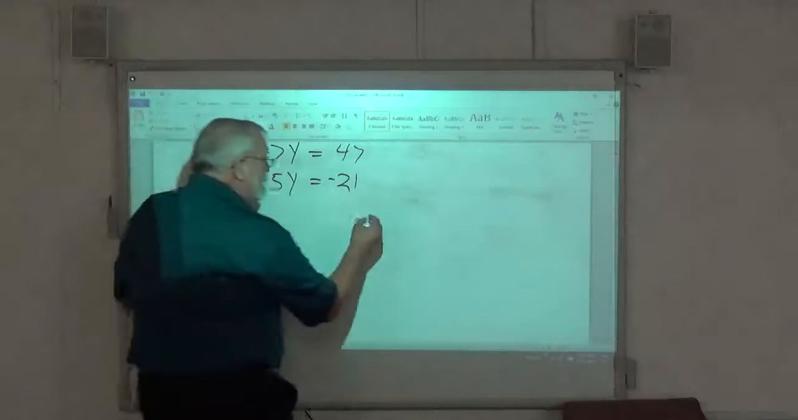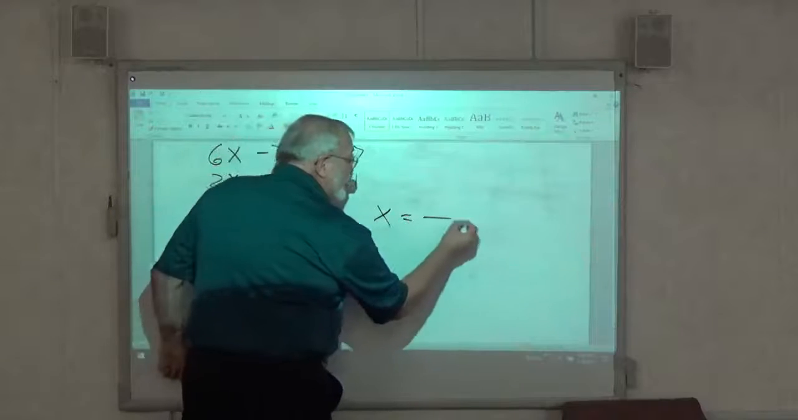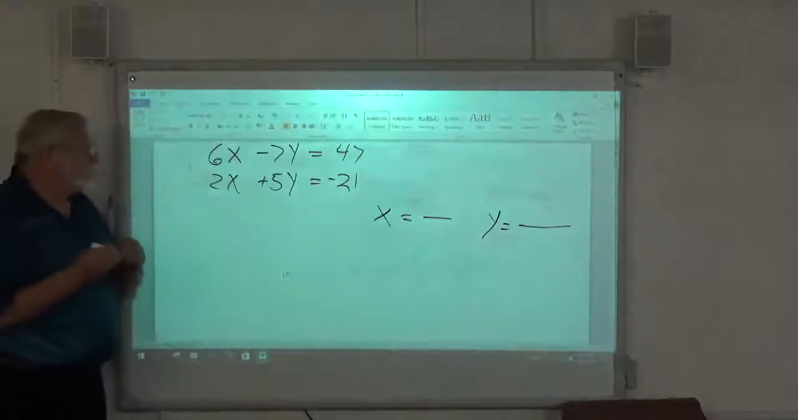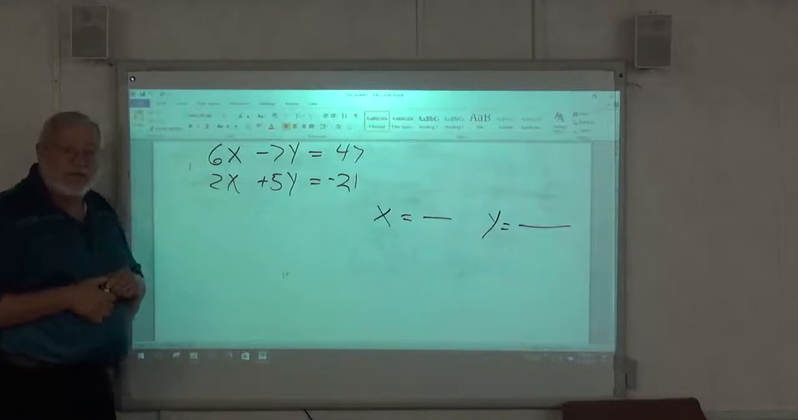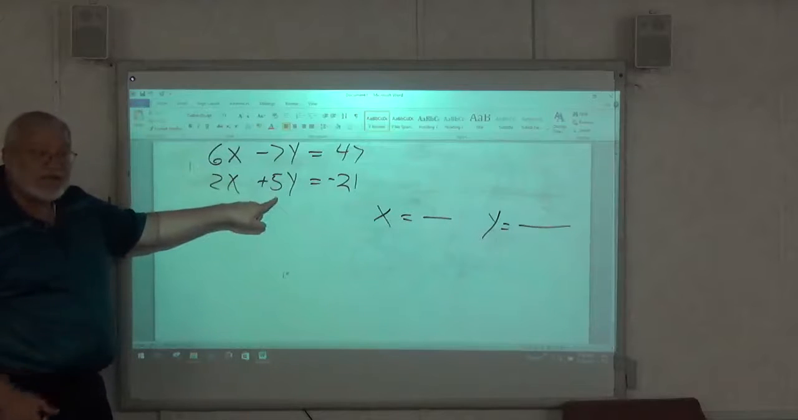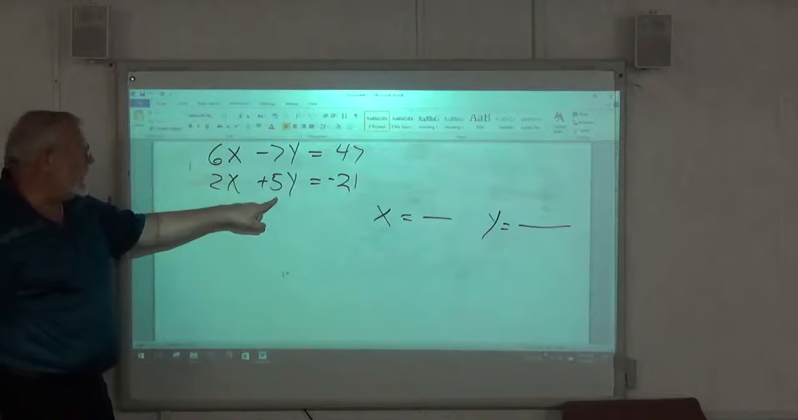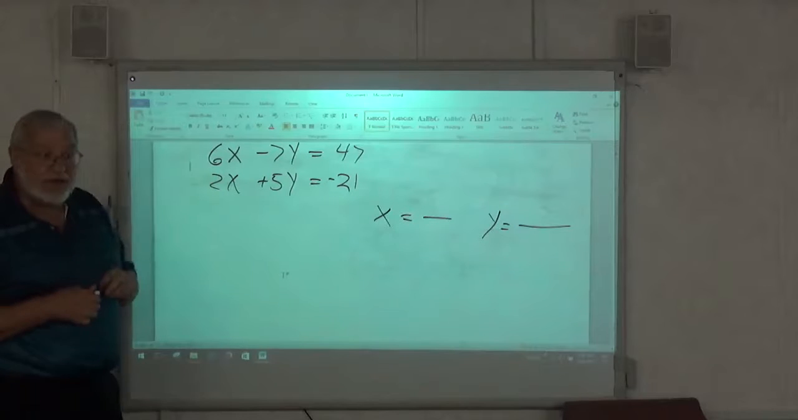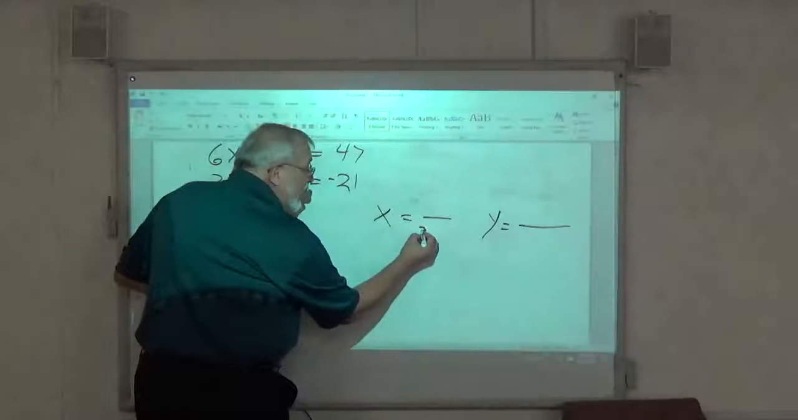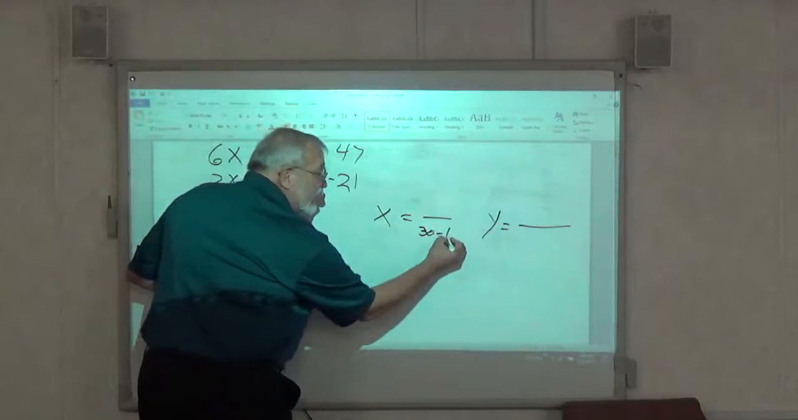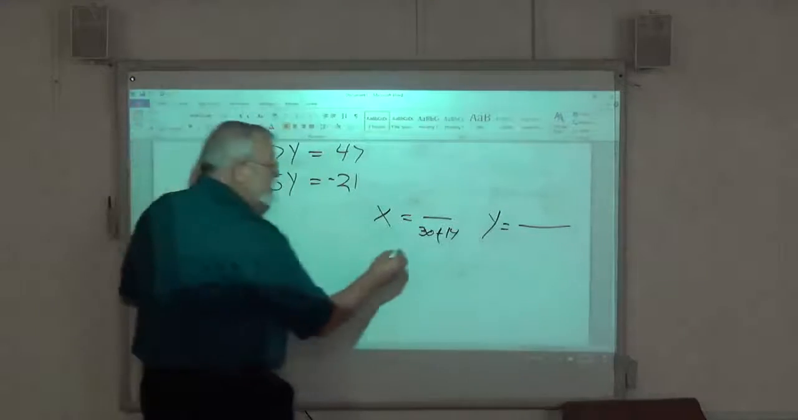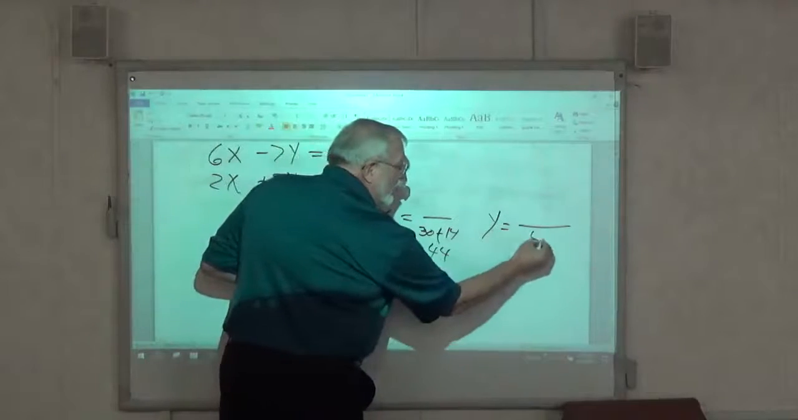So now, we're back to this. What's my denominator for the x and the y? How do I find the denominator? The product of, how much is 6 times 5? 30 minus how much? So this is 30 minus negative 14, which will be 44. So this is 44 and this is 44.